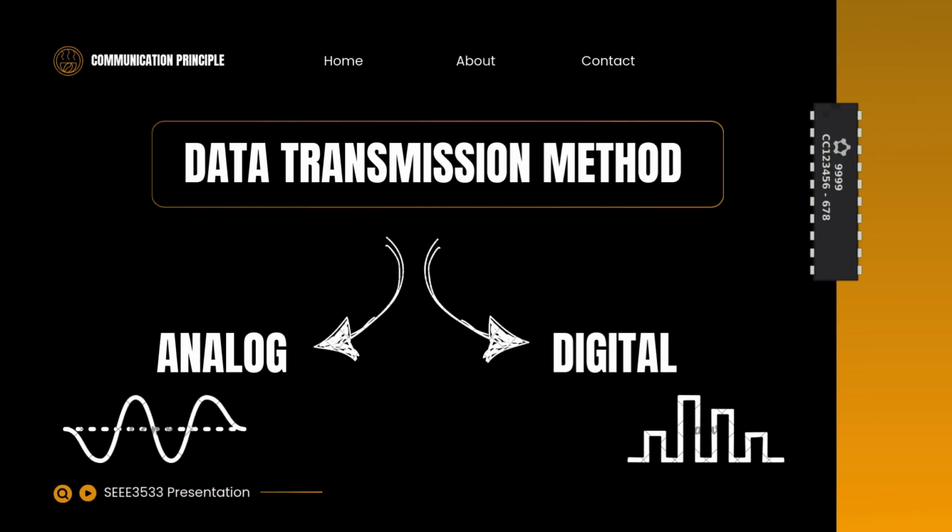Let's talk about the methods of data transmission, which are categorized into two main types: analog and digital. Analog transmission involves the continuous flow of signals, where data is represented using variations in amplitude or frequency over time. This is commonly used in traditional telecommunication systems, such as radio and TV broadcasting. On the other hand, digital transmission relies on discrete signals, typically represented in binary form as zeros and ones. This method is more reliable and widely used in modern communication systems like computers, mobile phones, and the internet.